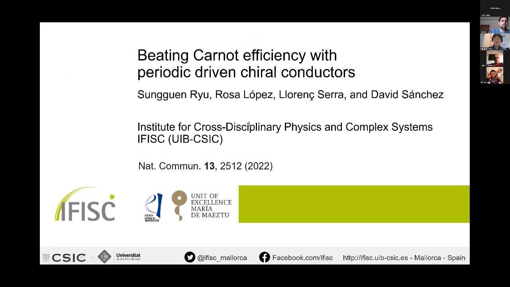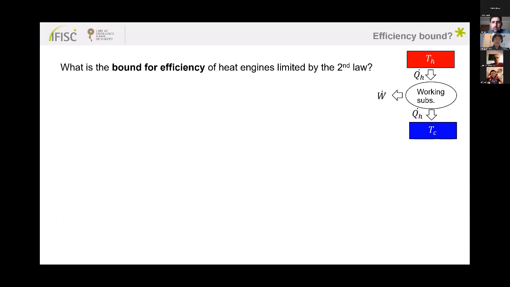Go ahead. Yeah, today this work is done in collaboration with Rosa Lopez Llorencera and David Sanchez at the institute called IFISC in Spain. And it's about how to realize a large-efficiency quantum heat engine using a chiral quantum conductor and AC driving.